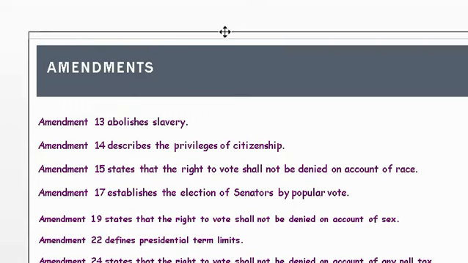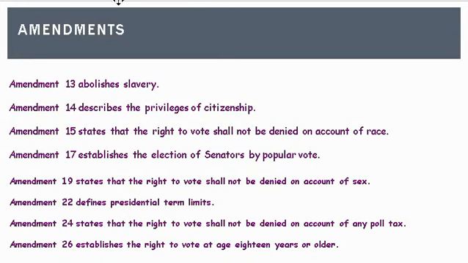There's some other ones as well. And amendments are changes to the Constitution, and as time has passed, there's been a lot of changes to the Constitution as people have started to realize that some rights weren't exactly understood and they needed to be in writing. For example, Amendments 13, 14, and 15 dealt with slavery and the rights of African Americans in the United States.